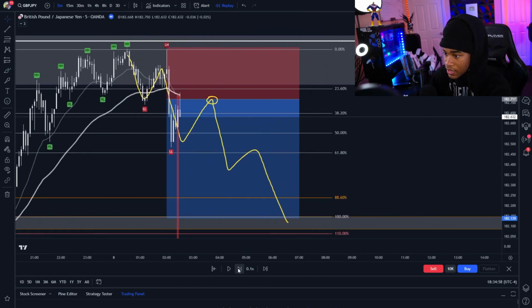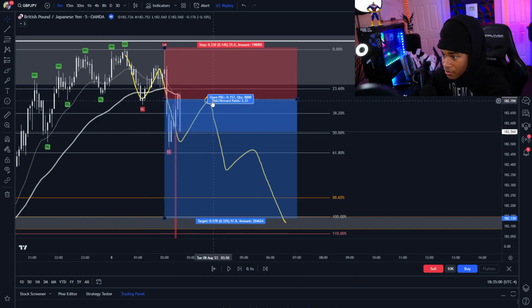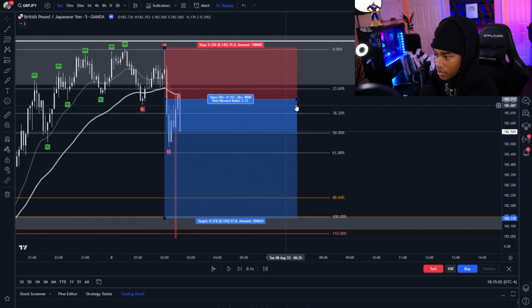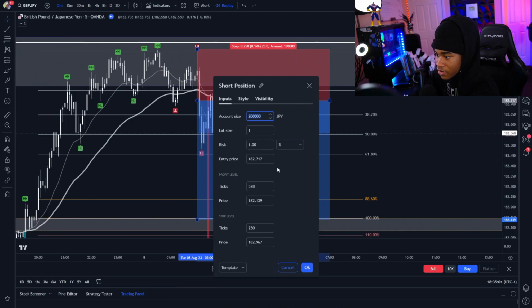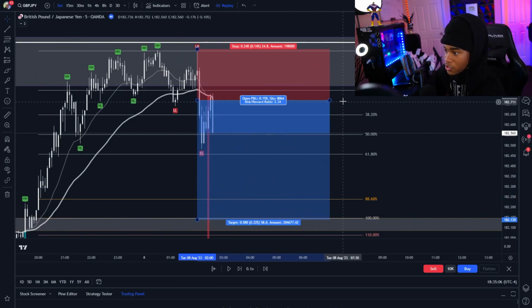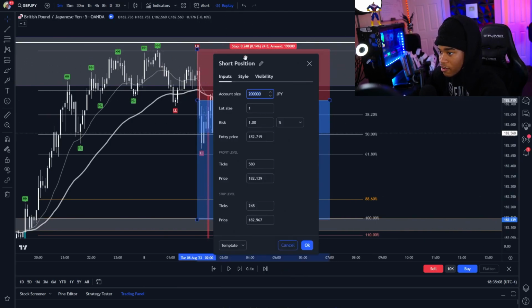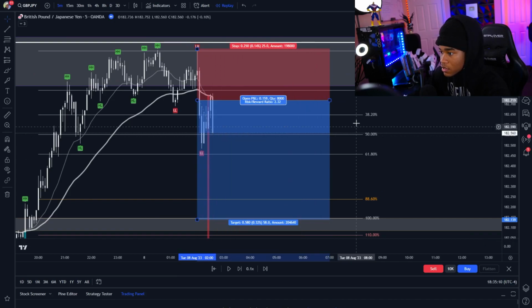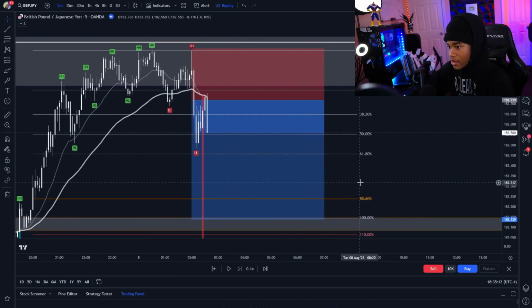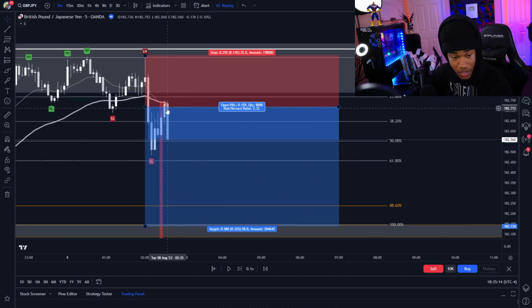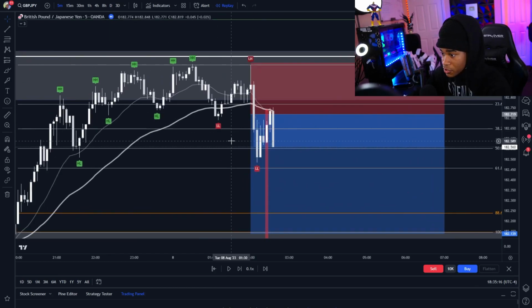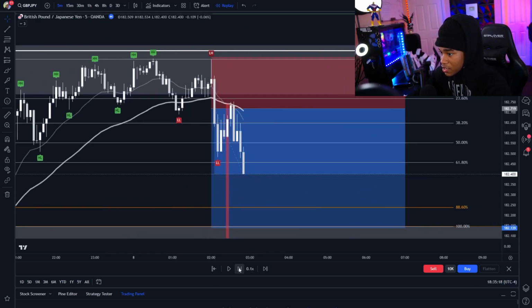So essentially it tagged me in right here. This is where I got into my trade, at about 719. I think 719 was my entry point. I had a 25 pip stop loss and I traded it all the way down. I got into my trade right here, and then I pretty much just let it play out.